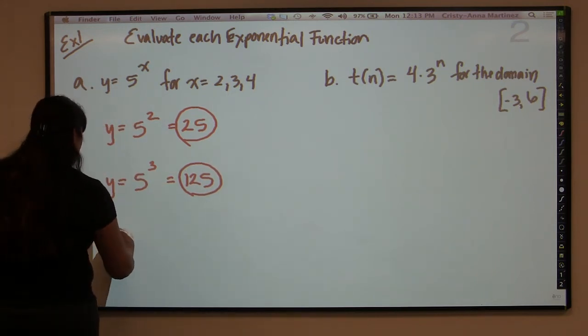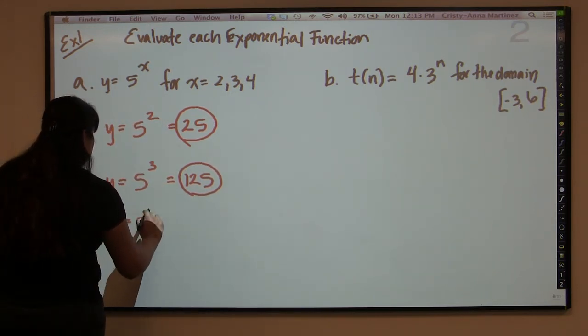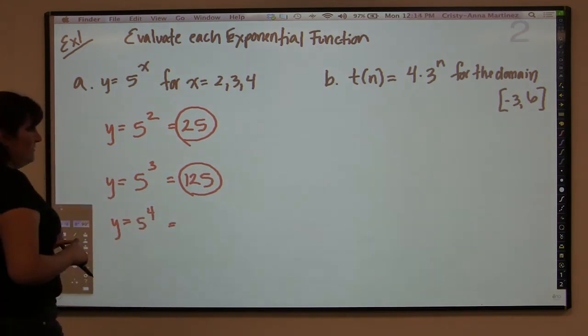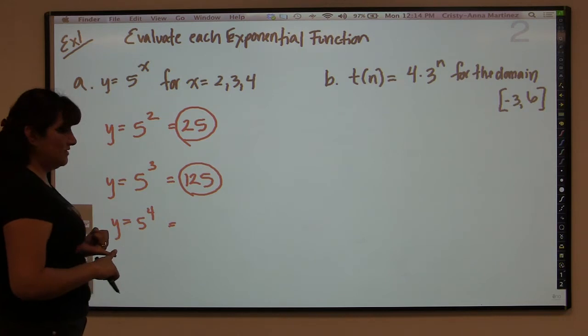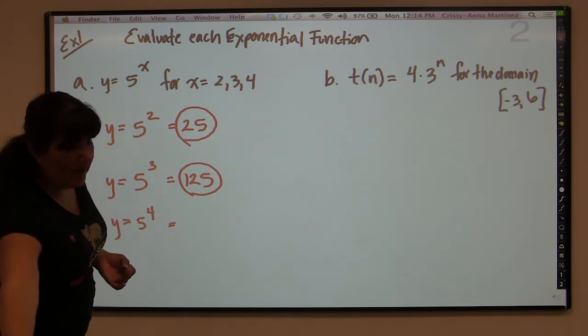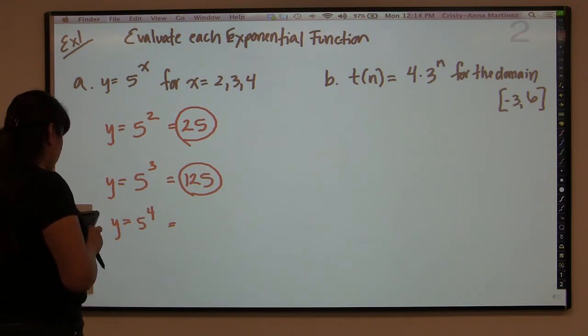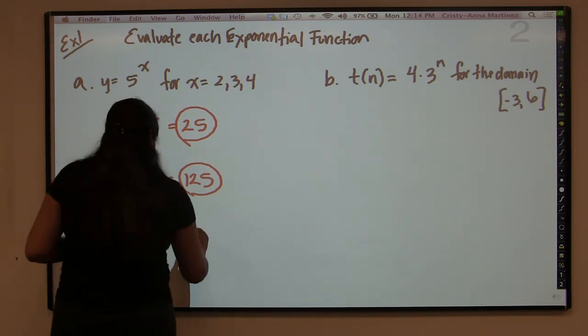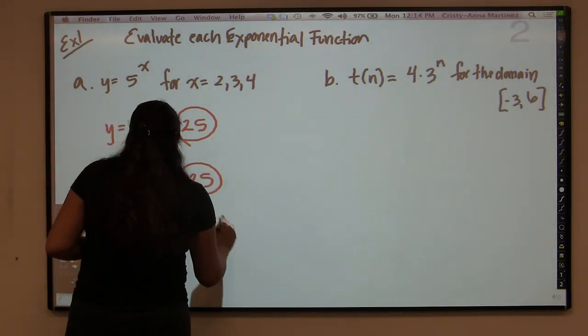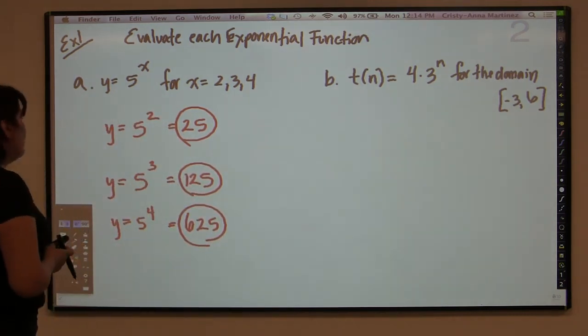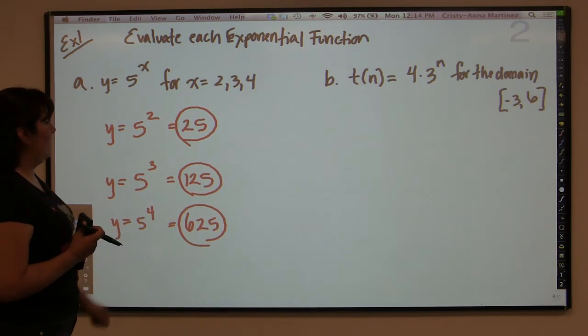And then lastly, y equals 5 to the 4th power. Okay? And so that's going to be 5 times 5 is 25. 25 times 5 is 125. And then 125 times 5 is 625. And you can use a calculator if you must. But basically when x equals 4, y equals 625.